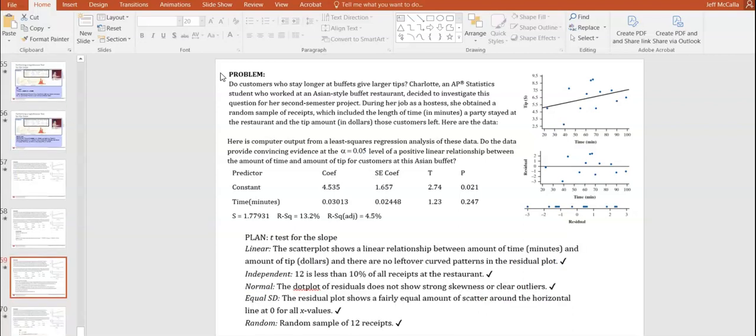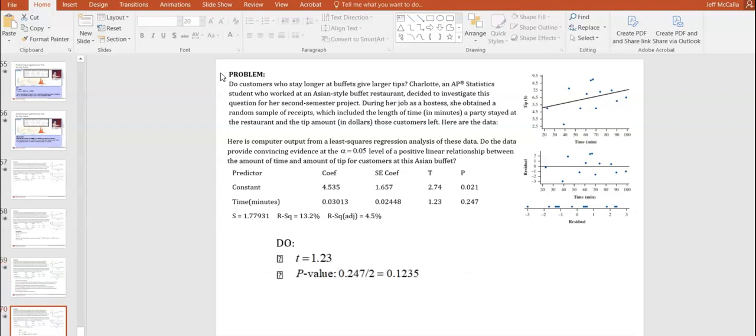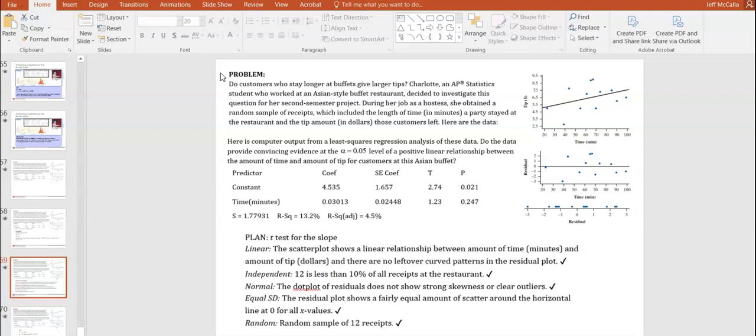Check the conditions. The graph looks linear. The residual plot shows scatter. Independent: 12 is less than 10% of all the receipts. Normal: now notice they didn't say normal, and this graph is not normal if you look at it, but it's somewhat symmetric, with no major skew and no apparent outliers. That's okay. If you look at the residual plot above and below the line, it looks like somewhat equal standard deviation. And then a random sample of 12 receipts.